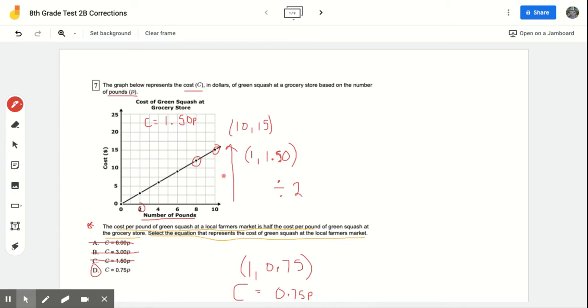Remember, to find the unit rate or the price per pound, find a spot where you can figure out the number of pounds and the number of dollars it would cost, and divide. So 15 divided by 10 gave me this. 1 pound is $1.50. And then to go to how much it costs at the farmer's market, I divided by 2 because they told me that it should be half of the price of the grocery store.